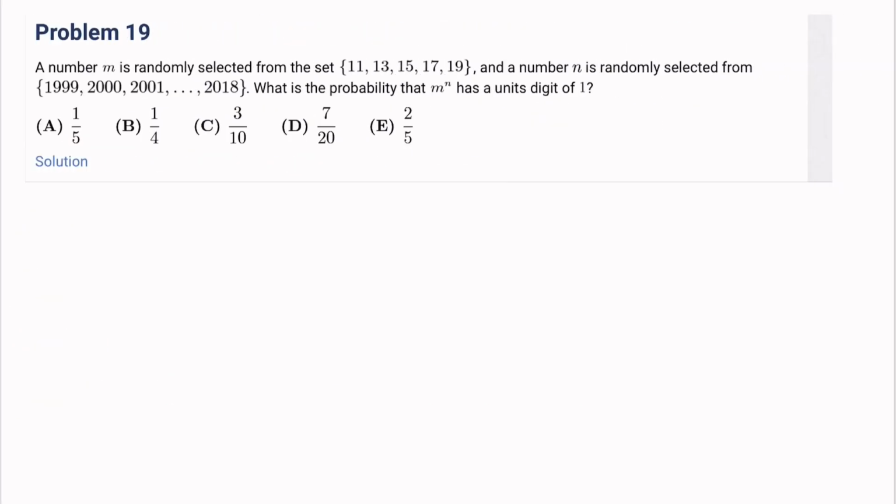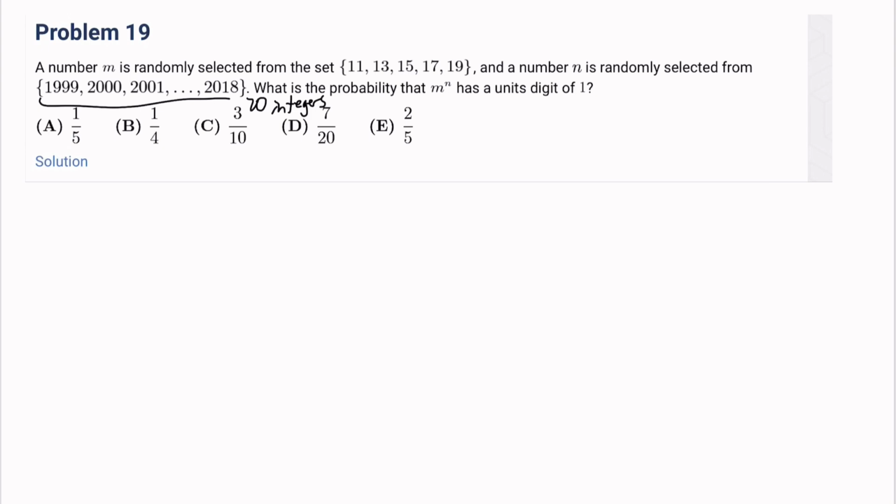Number 19, a number m is randomly selected from the set 11, 13, 15, 17, 19, and a number n is randomly selected from this. What is the probability that m to the nth power has a unit digit of 1? Okay, so we have a number m from here, and it has to be m to the nth power, right? And note that this is a group of 20 integers. That means it's a multiple of 4, right? And so that will be important later on.